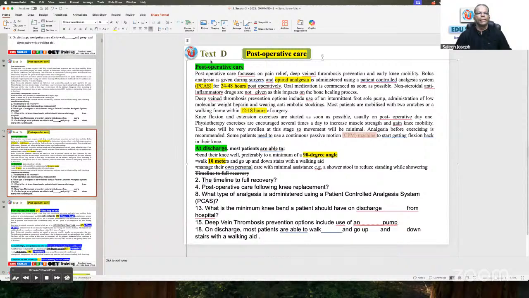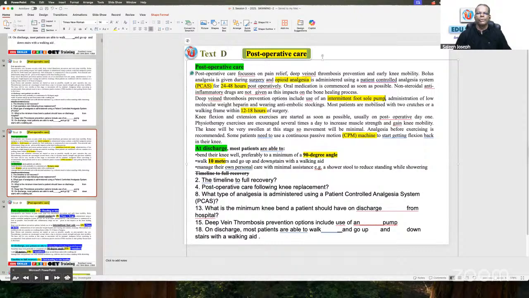Is there any other instrument or pump? Non-steroidal anti-inflammatory drugs. Somebody said pump. Okay. So we have randomly highlighted something. Now let's look into the question here. Now the timeline to full recovery.